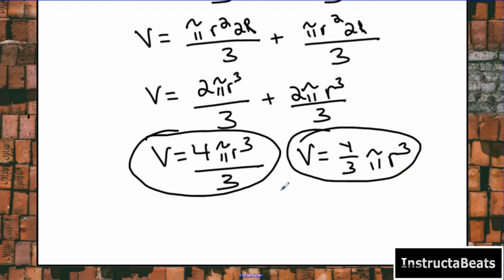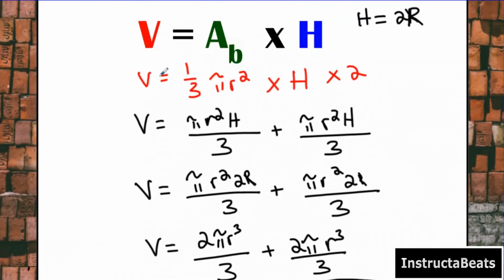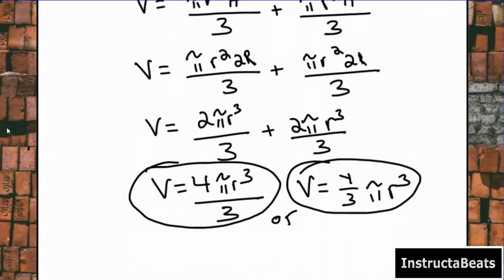So either one of these is the same thing, and if you go back, you can rewatch it. What we did is we started with the formula for a cone, recognizing that it took 2 cones to make a sphere. So we added those together, and then we traded out the height for 2 radiuses, because in a sphere, the height is the same thing as 2 radii. And then we added it together, simplified it, and ended up with our volume formula, which we can write 2 different ways. We could do 4 pi r cubed over 3, or 4/3 pi r cubed. Either one is totally fine.